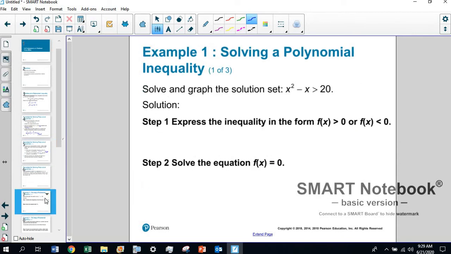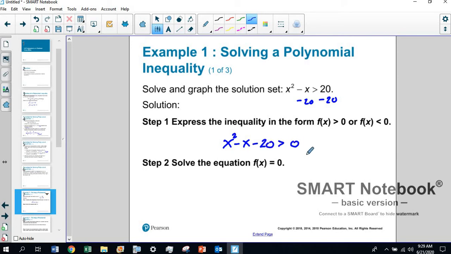So how does this work? Here's an example. We want x squared minus x greater than 20. We want to solve that. Well, the first step is to compare this to 0. Just like we normally do when we're solving a quadratic equation, a quadratic polynomial, we want to compare it to 0.